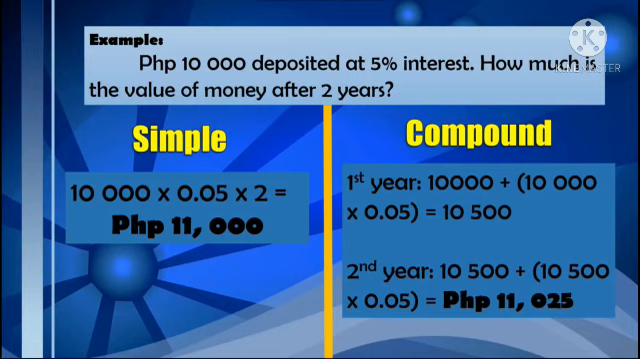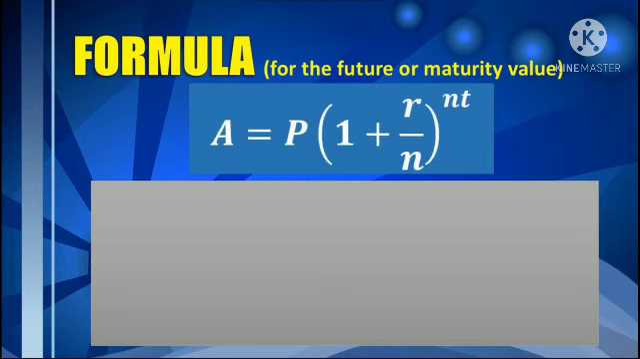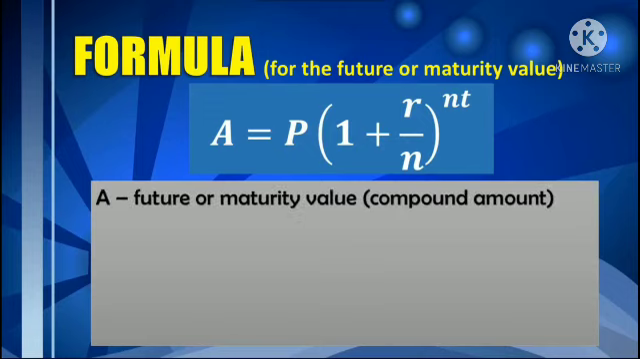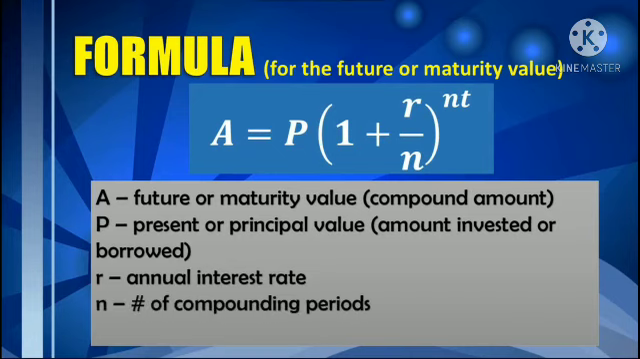So the formula to be used to find for the future or maturity value in compound interest, we have A is equal to P times 1 plus R over N raised to the power of N times T. A here stands for the future or maturity value or the compound amount. P represents the present or the principal value. It is the amount invested or borrowed. R refers to the annual interest rate, and N refers to the number of compounding periods such as annually, monthly, quarterly, and etc. And T refers to the number of years.